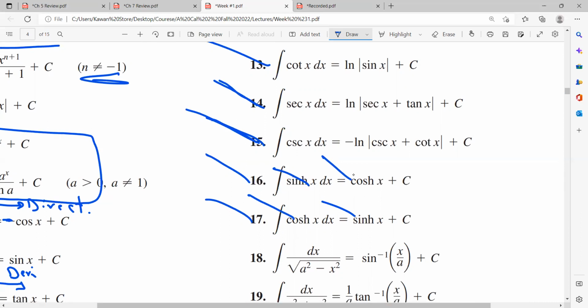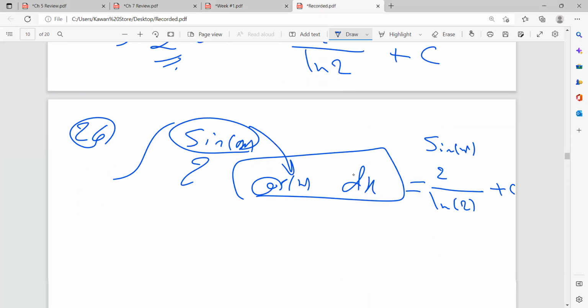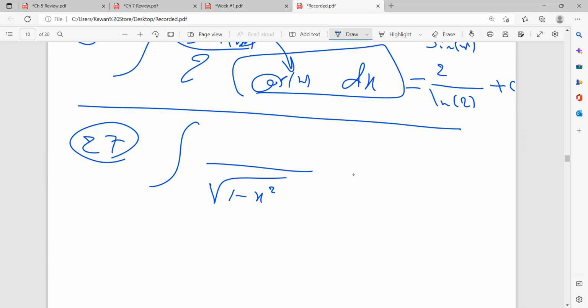So I'm going to talk about these 5, especially these 3, which are the inverse formulas. For example, if we have such an example like that, how do we solve it? First of all, we think about ln, right? So the derivative of here is equal to what?